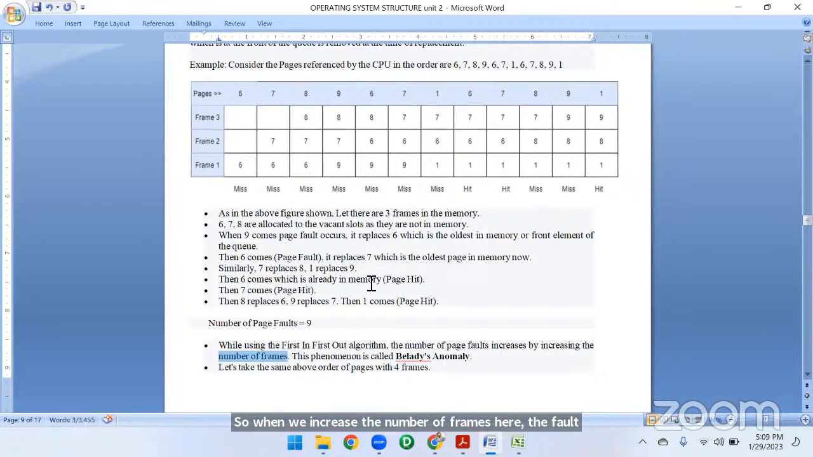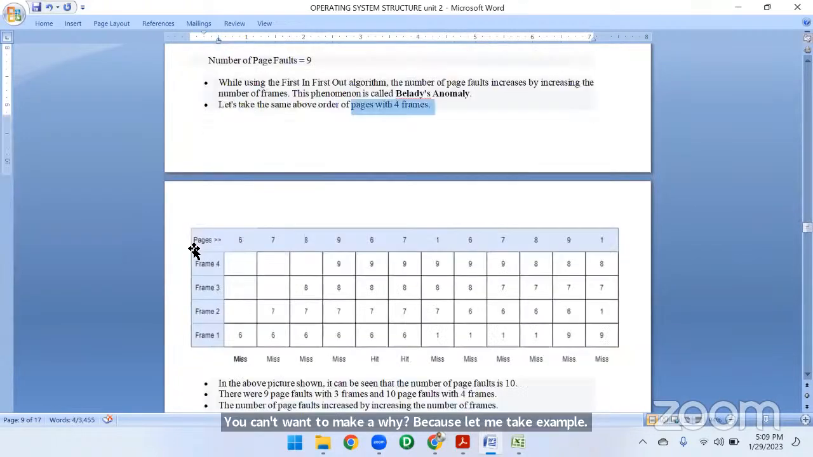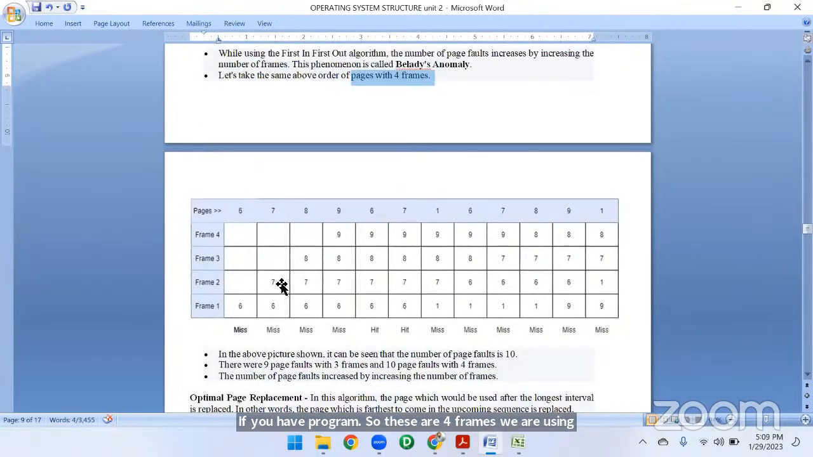Why? Because let me take an example, let me have 4 frames. So these are the 4 frames we are using now. So when we use 4 frames, 6, 7, 8, 9, all these 4 items have been placed into the memory. Okay, when 6 will come here, it will check whether 6 is available or not. Okay, right. It is a hit. When 7 will come, it will check with the memory. Okay, it is available, it is a hit. When 1 enters, it will check with the memory.